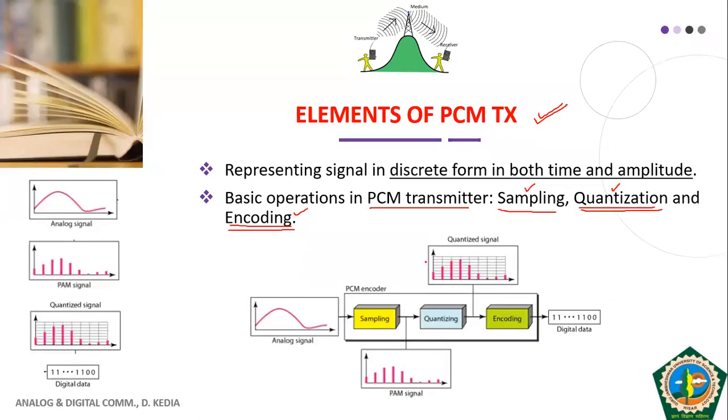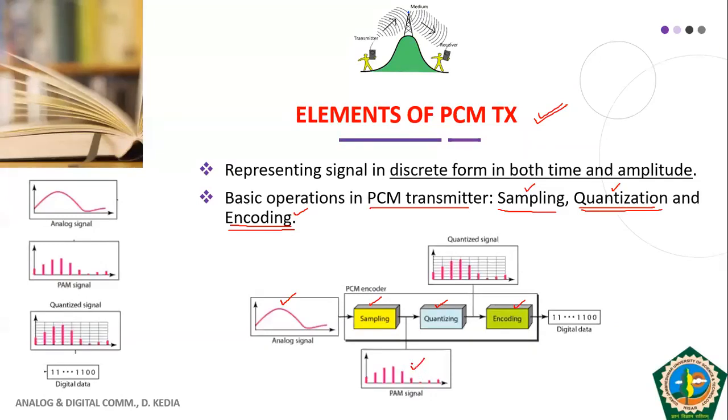I have already told you that PCM represents our signal in discrete form in both time and amplitude. This has been shown here in the form of a block diagram. In the PCM encoder, we have sampling, quantization, and encoding. We will take up each of these operations one by one in the coming slides. You can see here our starting point is the analog signal, which is our modulating signal. In pulse modulation, we have already seen that we sample our signal, which gives us discreteness in the time domain.